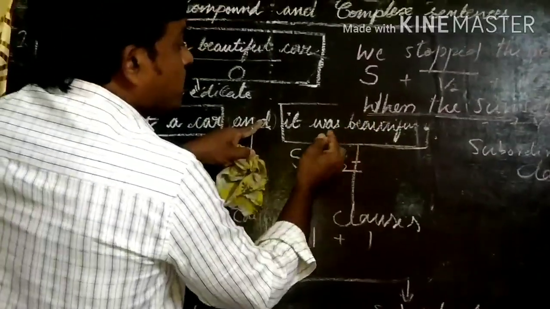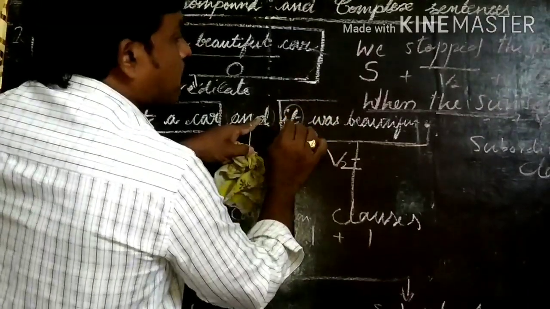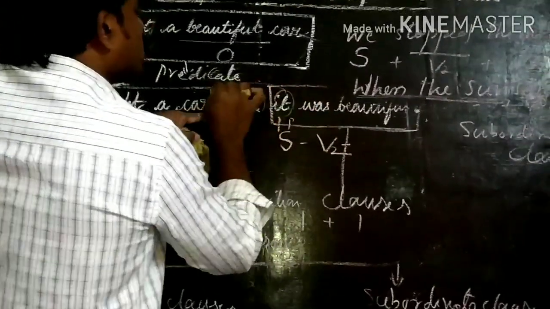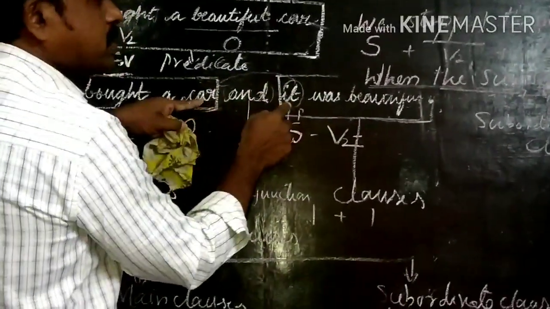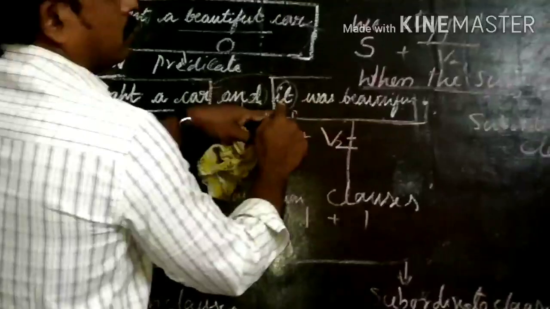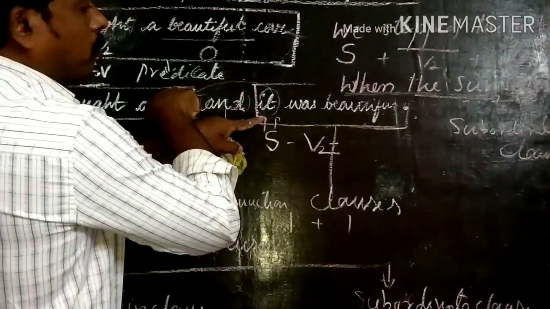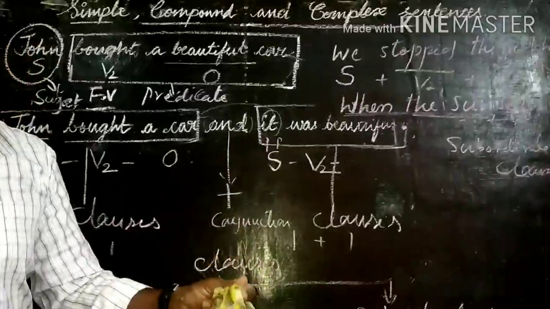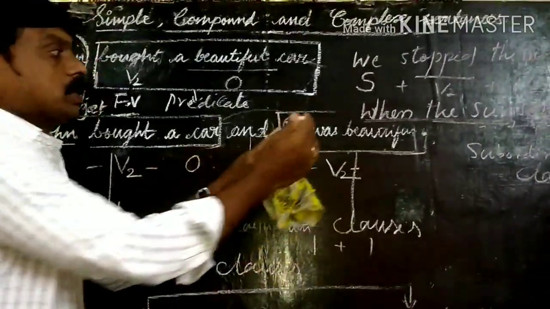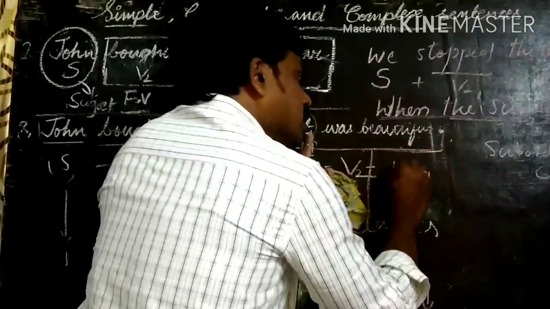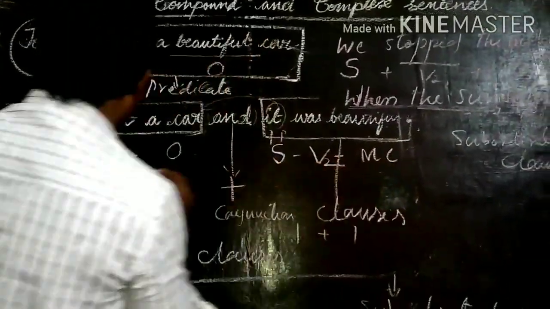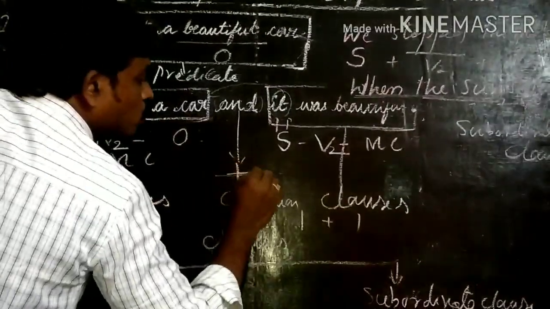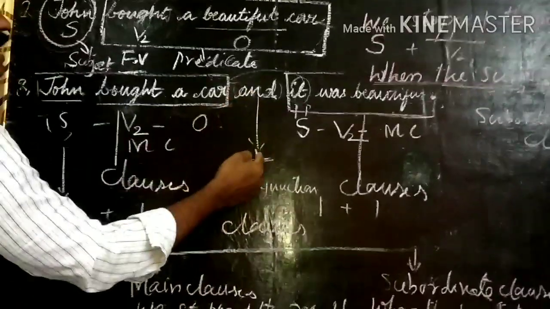It was beautiful. It here is a personal pronoun. Here it refers to a car. It means here it stands for a noun. So it is a personal pronoun. It was beautiful makes sense. So it is also called a main clause. So here it is also a main clause. This one also is a main clause. These two are connected with a conjunction.